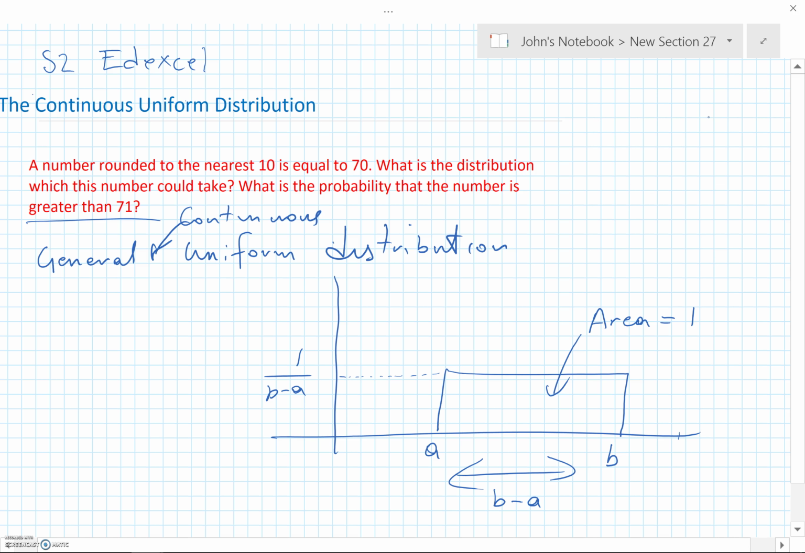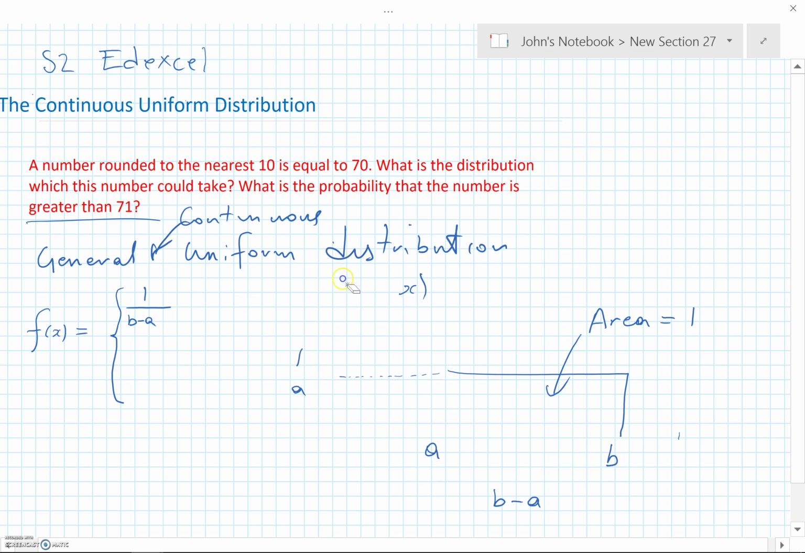Okay, so that bit means that, and that's constant, the value of f(x) doesn't change. So that should get us our probability function reasonably okay. We can just say f(x) is 1 over b minus a.